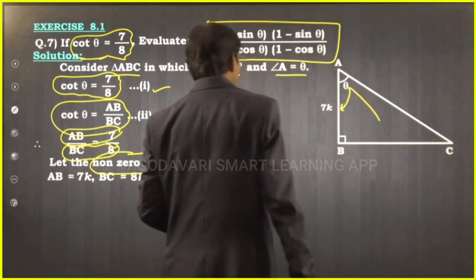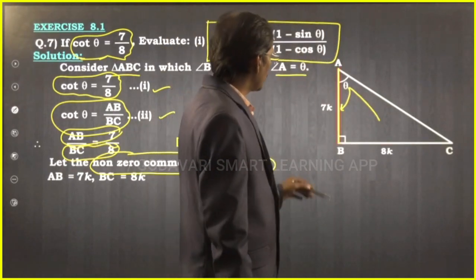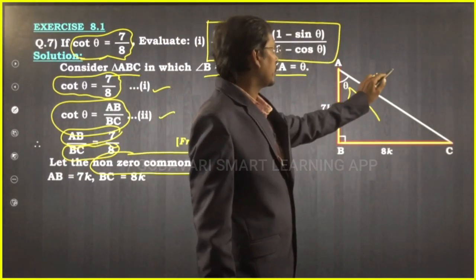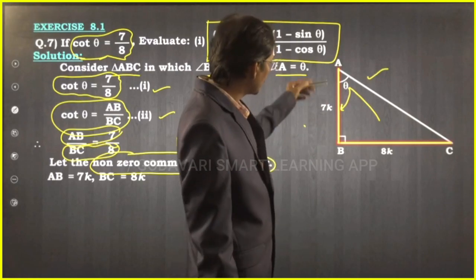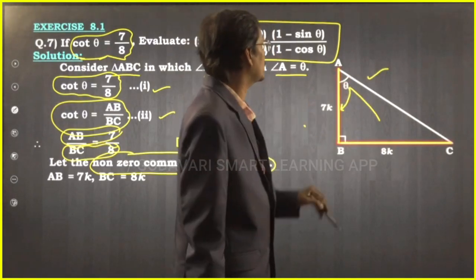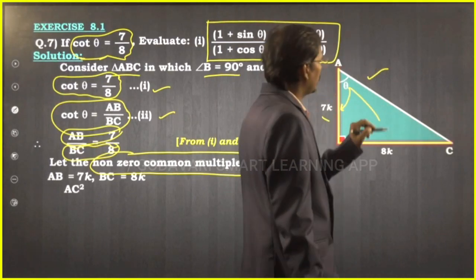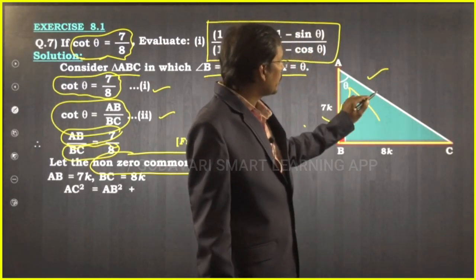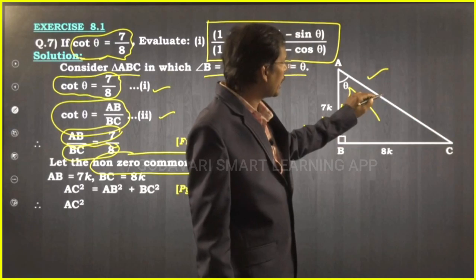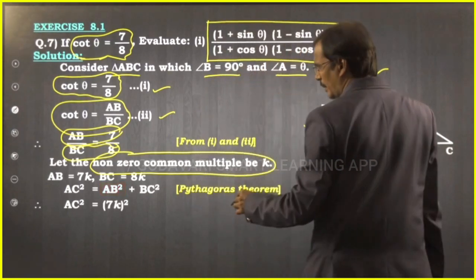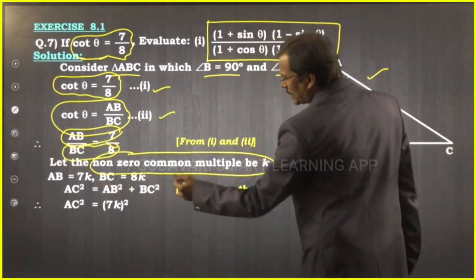So here we have to find the third side, that is the hypotenuse. AB is given and BC is given, we have to find the third side. So the third side is the hypotenuse. That's why, by using the Pythagoras theorem, the hypotenuse square is equal to side square plus side square.